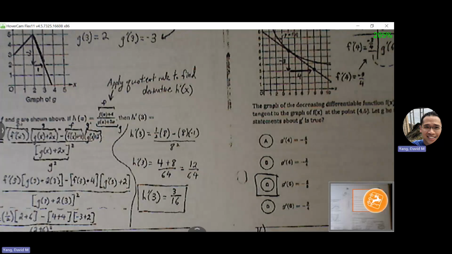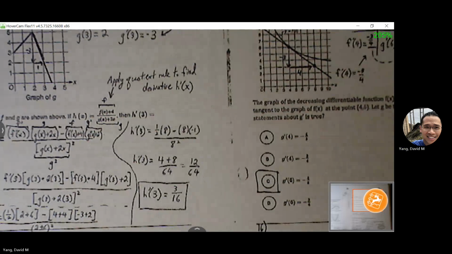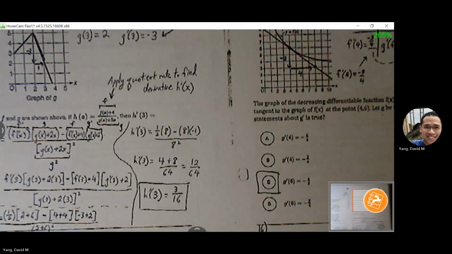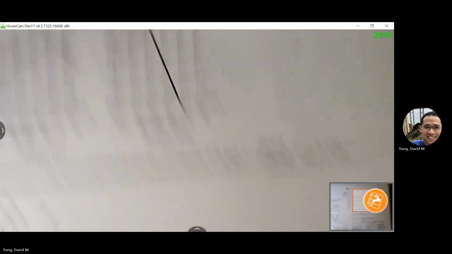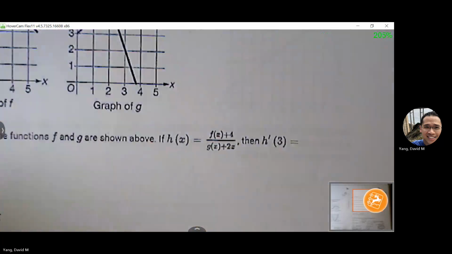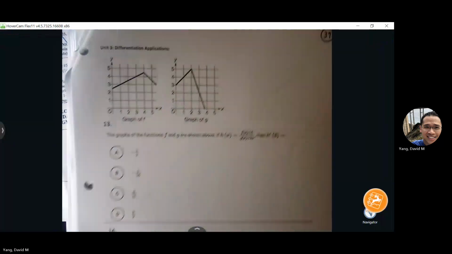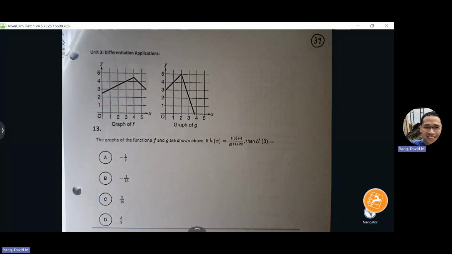Take a look at page 39. This is a very common type of problem where you have a function and you have to find the appropriate derivative rule, and then you have to be able to use the graph to pull information, either ordered pair or slope. So see if you can try that. So page 39, number 13, is a very popular type of multiple choice question.